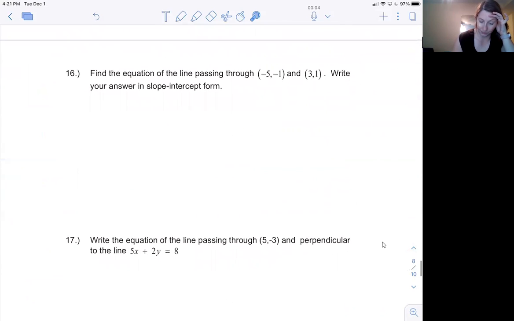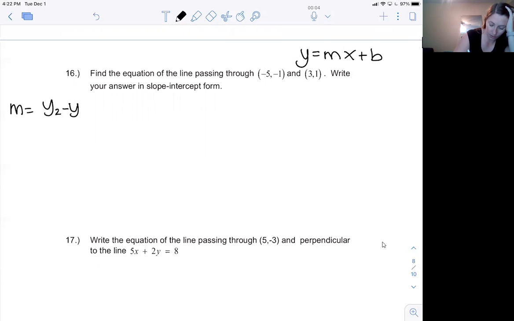Let's come down to this one, number 16. It says find an equation of a line passing through negative 5, negative 1, and 3, 1. So we're going to want it in this form, y equals mx plus b, like we talked about before. So our first thing is going to be to find our slope. So if you remember, our slope is y2 minus y1 over x2 minus x1. So I'm going to label these points x1, y1, x2, y2.